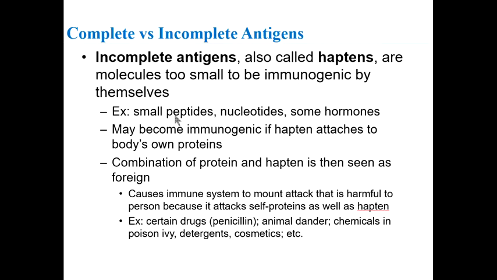So small things like peptides, nucleotides, hormones, but they can become immunogenic if they attach to our own proteins. These are our self proteins. So there's a combination of our protein and the hapten, the incomplete antigen, that can become immunogenic. Now this can cause a problem because if it's immunogenic, our immune system is going to mount an attack on ourself because it's going to attack our self proteins that have attached to the hapten.